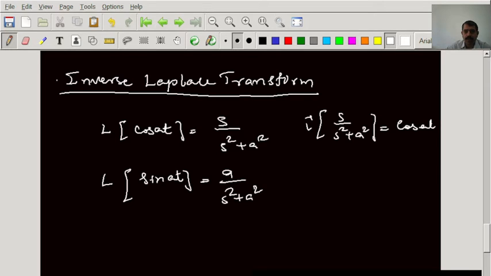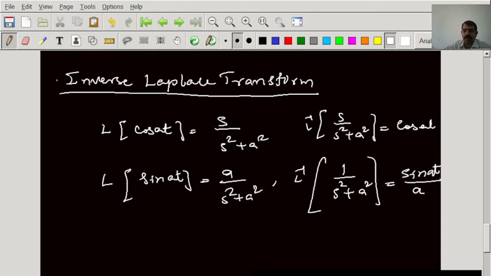So while doing the problem, we may not have the form of a by s square plus a square. We may have 1 divided by s square plus a square. Then the inverse of this, we can write as sin at divided by a, where this a will be written in the denominator.